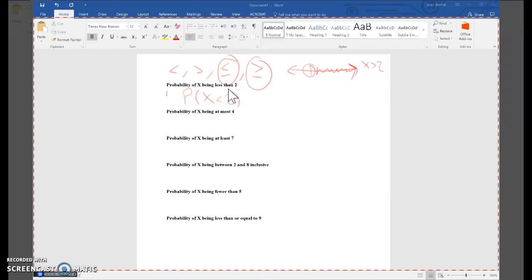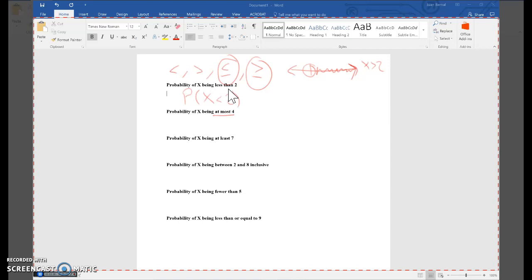Okay. Now, probability of x being at most 4. Okay, so what does that mean? At most 4. This is where it's really complicated. Because if you're an ESL student, it might be a little bit difficult for you to grasp what these mean. But at most means I can eat as many cookies as I can, but the maximum that I can eat is 4, at most 4.